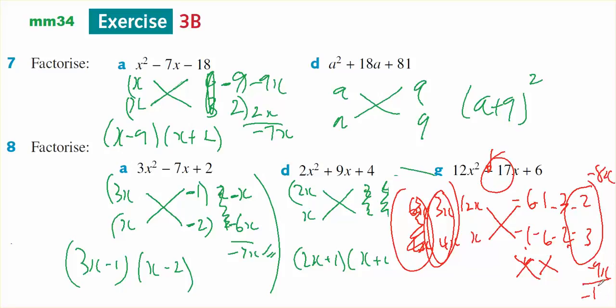Adding together, negative 17x. So what am I left with? 3x minus 2 and 4x minus 3 will be my two factors. So notice that I've got lots of different combinations on either side, and then I trial and error cycling through them all until I get negative 17x.